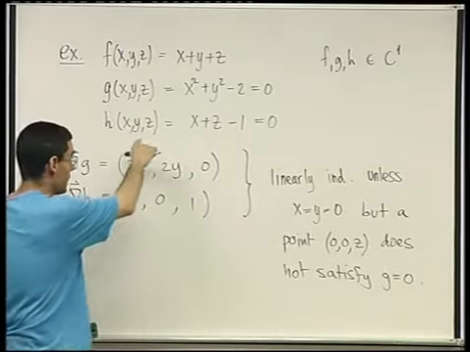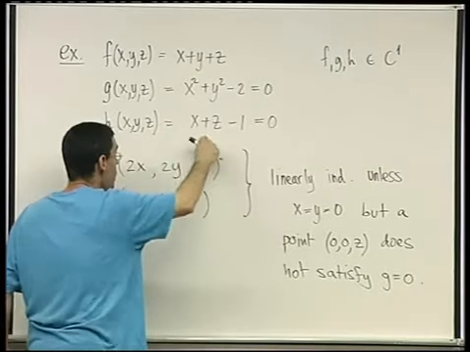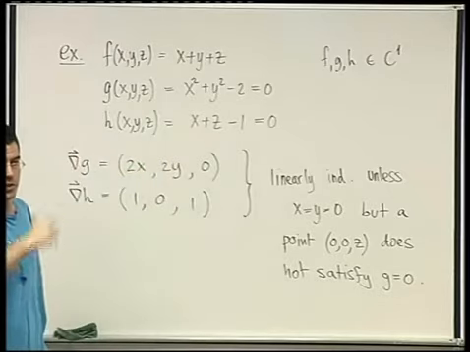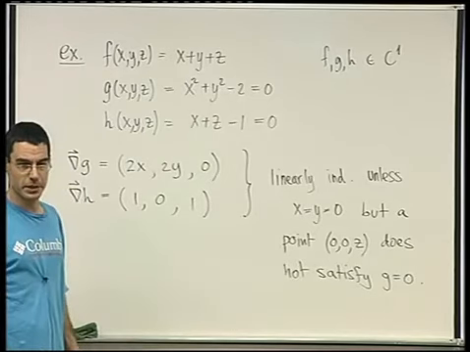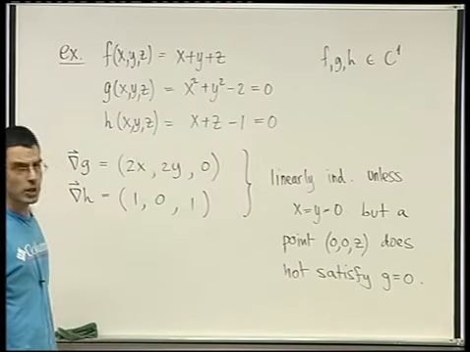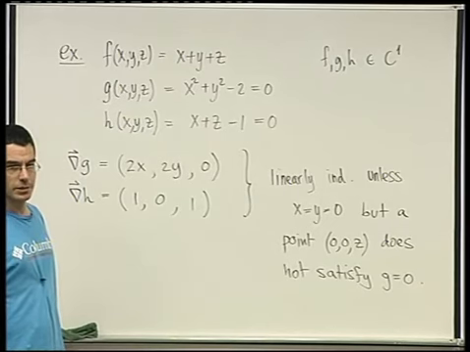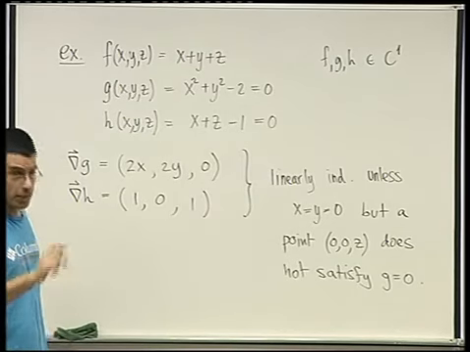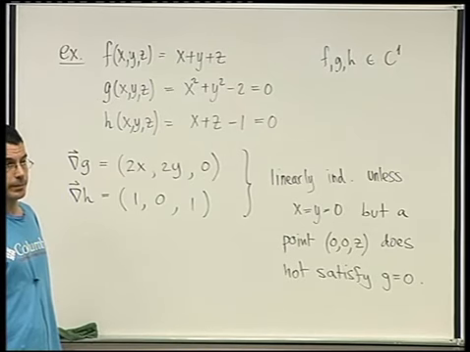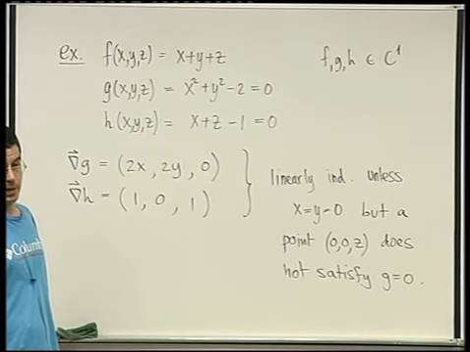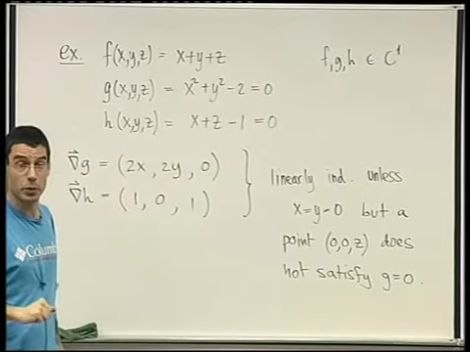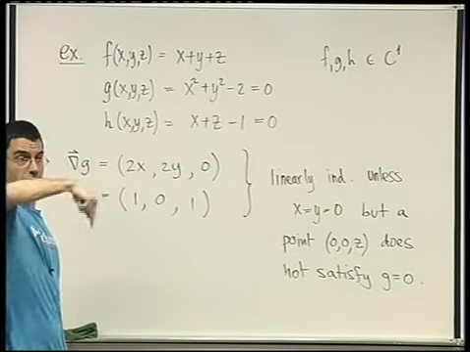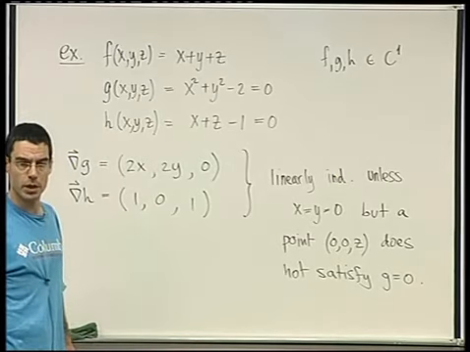But that's not what I'm looking at. I want all the points that satisfy both H and G. What is G? It's a shape. Good. It's not a circle, it's not a ball. It's a cylinder. It's all the points x, y, z that satisfy x squared plus y squared equals 2. So for every z, you get a circle of radius root 2. It's a cylinder.